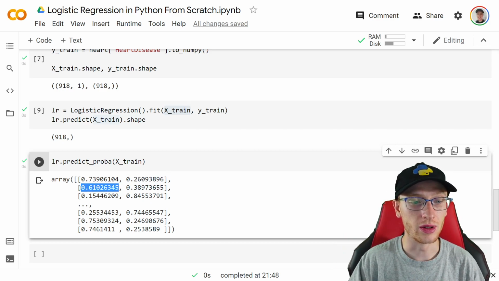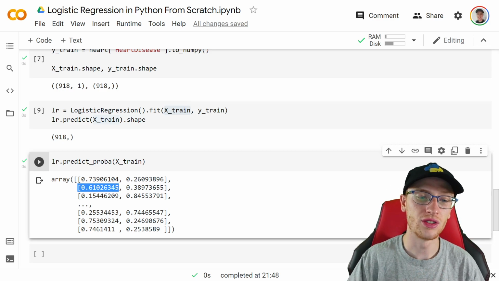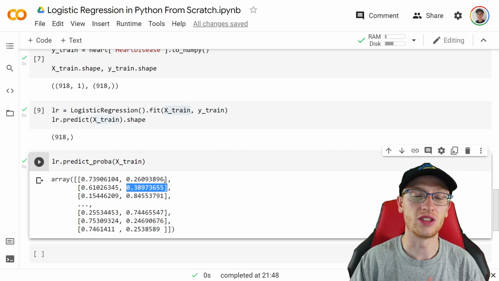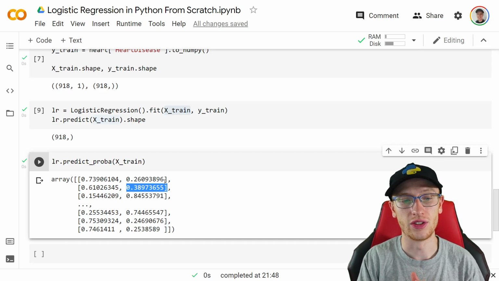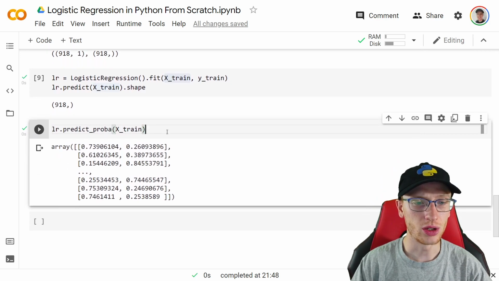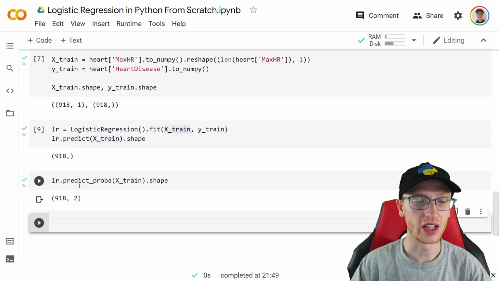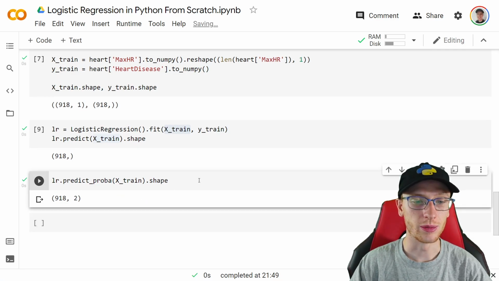This is the probability that the second person does not have heart disease, and this is the probability that the second person does have heart disease. Okay, sorry for stumbling a bit there. It was just a lot to say. I think you get the idea. Sorry for confusing you even more, probably. But here's the shape: it's 918 rows by 2 columns.